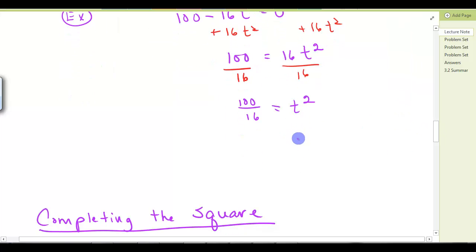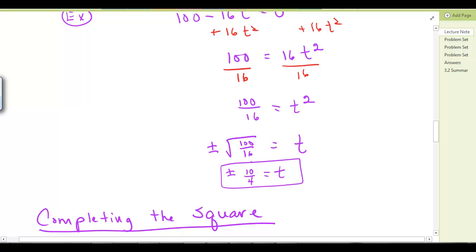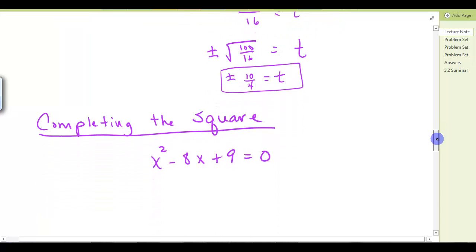When I take the square root of t squared, I simply get t equals plus or minus the square root of 100 over 16. And the square root of 100 is 10, and the square root of 16 is 4. So I have plus or minus 10 over 4 equals t, and you could reduce that to 5/2. All right, so the square root property comes in handy sometimes.